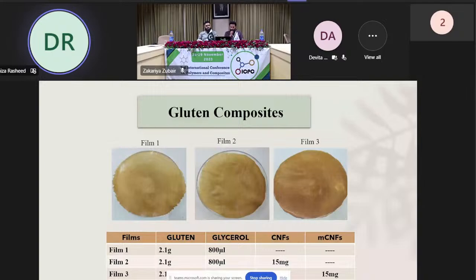So in the first one, we have only gluten and glycerol. In the second one, we have gluten, glycerol, and cellulose nanofibers. And in the third one, we have gluten, glycerol, cellulose nanofibers, and modified cellulose nanofibers.